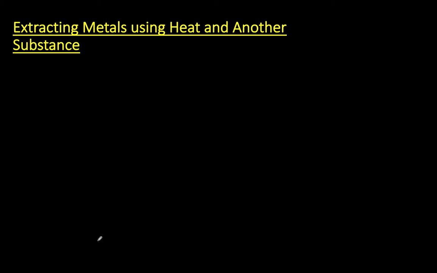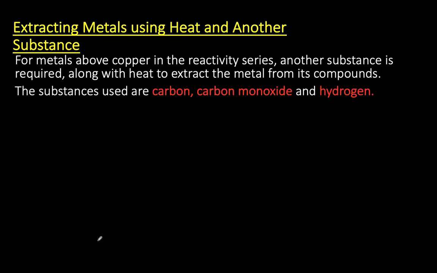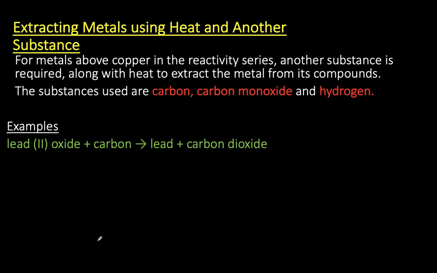Extracting metals using heat and another substance. For metals above copper in the reactivity series, we need another substance along with heat to extract the metal from its compound. The substances used are carbon, carbon monoxide and hydrogen. Examples include the extraction of lead from lead oxide. We use carbon, so lead oxide plus carbon will give you lead and carbon dioxide.